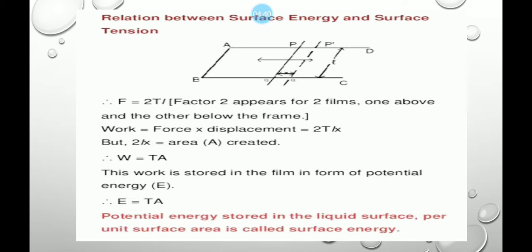Hence surface tension is equal to surface energy per unit area. Thus surface tension is equal to the mechanical work done per unit surface area of the liquid, which is also called surface energy. Potential energy stored in the liquid surface per unit surface area is called the surface energy. This is the relation between the surface energy and surface tension.